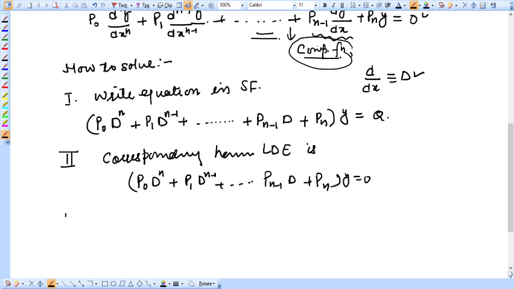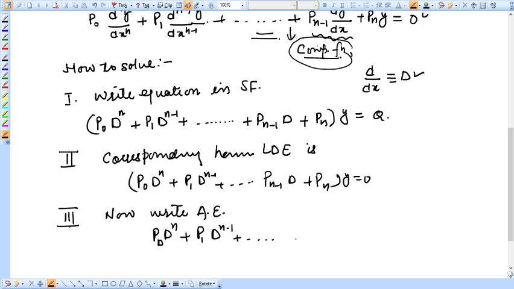And now you write the auxiliary equation. We have done this in the last video. So write the auxiliary equation, which would be p0 D^n plus p1 D^(n-1), up to p(n-1) D plus pn, equal to 0. This is your auxiliary equation, and solve it, find the roots.